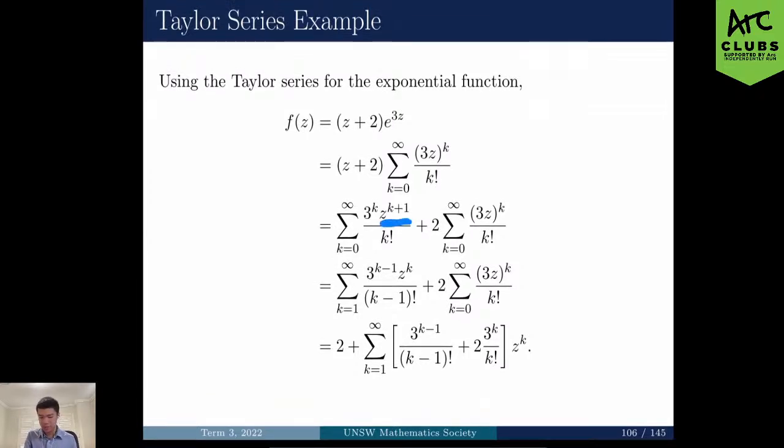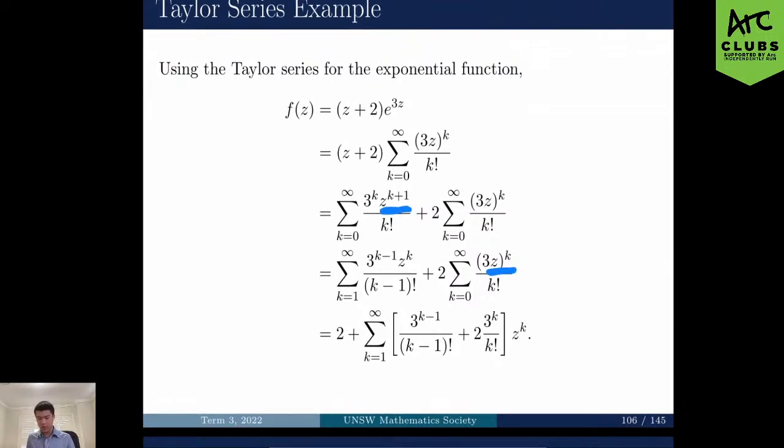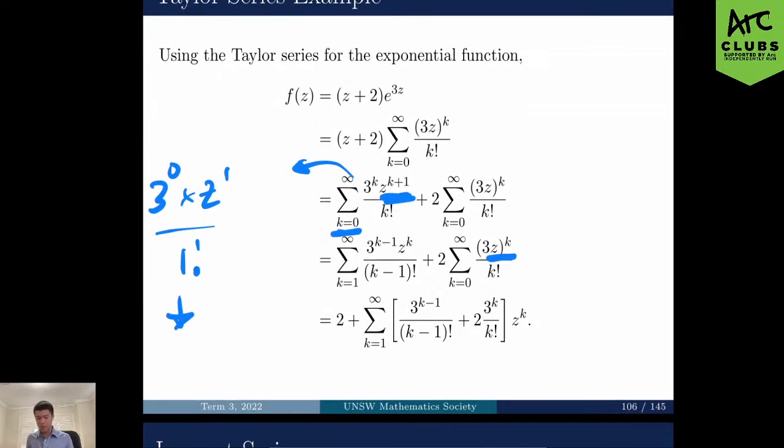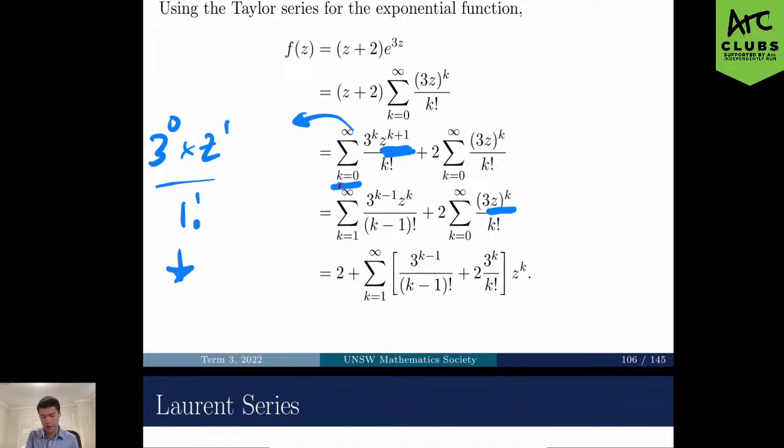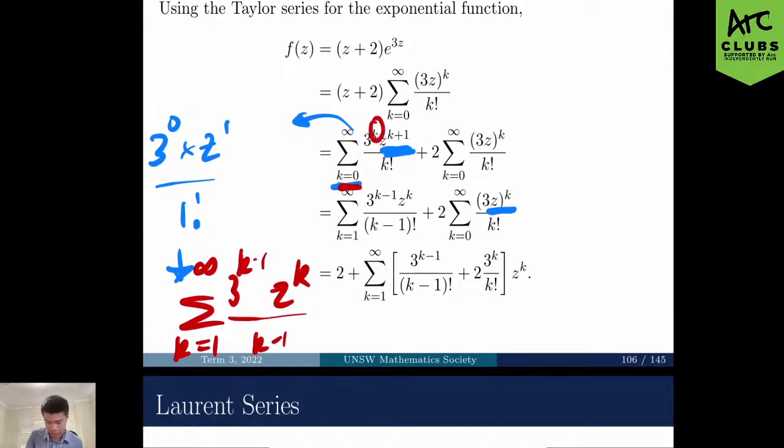So z to the k plus 1 and then z to the k. And what you do is you just change this. This is actually the sum from k equals 0, which means you start from the term z. So the first term in this sum is 3 to the 0 times z to the 1 divided by 1 factorial. Instead of having a sum from k equals 0 to infinity, you can change this to a sum from k equals 1, where instead of having z to the k plus 1, you have z to the k, and you decrease each of these by 1 as well. So 3 to the k minus 1 divided by k minus 1 factorial. And so that's what we've done on the next line.